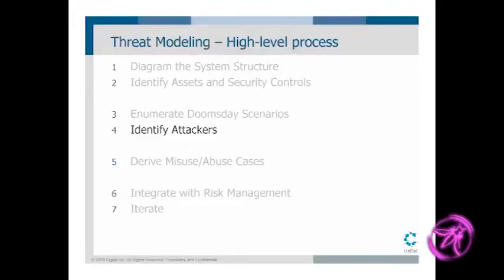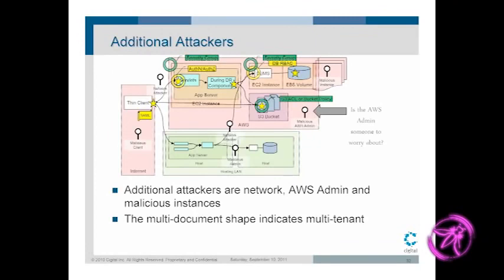So identify the attackers. We have all our canonical attackers, and there are additional attackers here. It changes where they are. From a diagramming standpoint, it's always good to have this multi-tenant thing here. Part of this is diagramming. It's always good to know where your multi-tenancy is. Now, really, the question I have is: is the AWS admin someone I have to worry about?